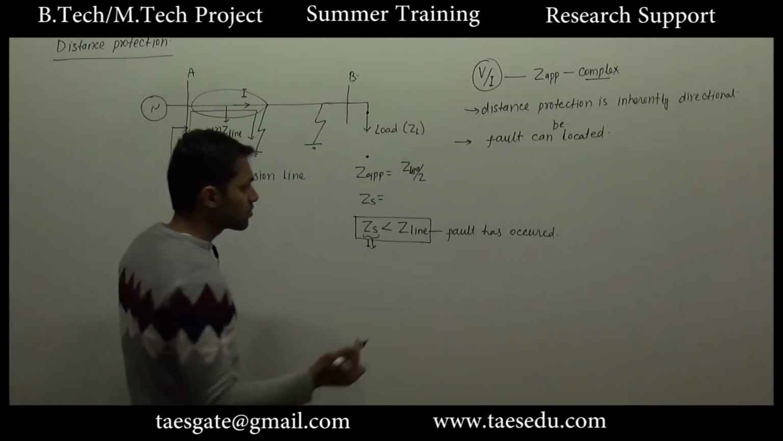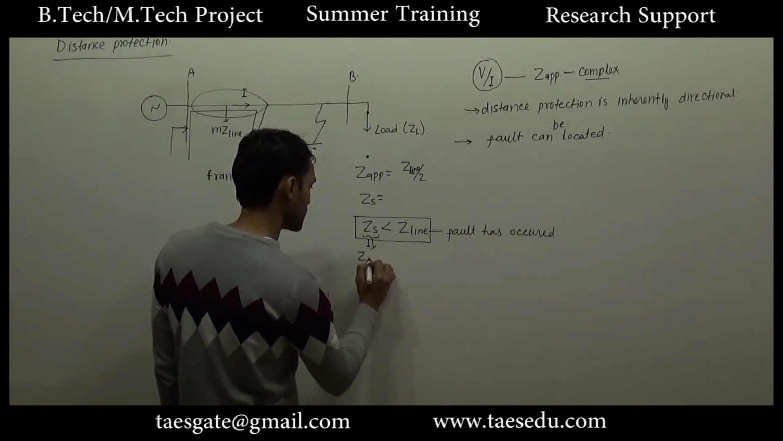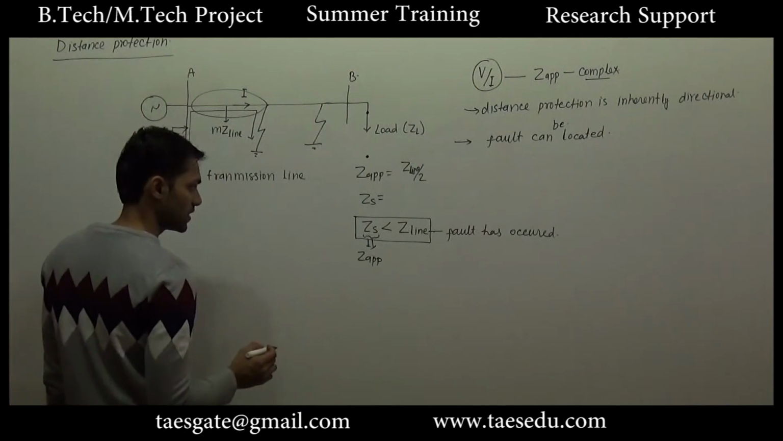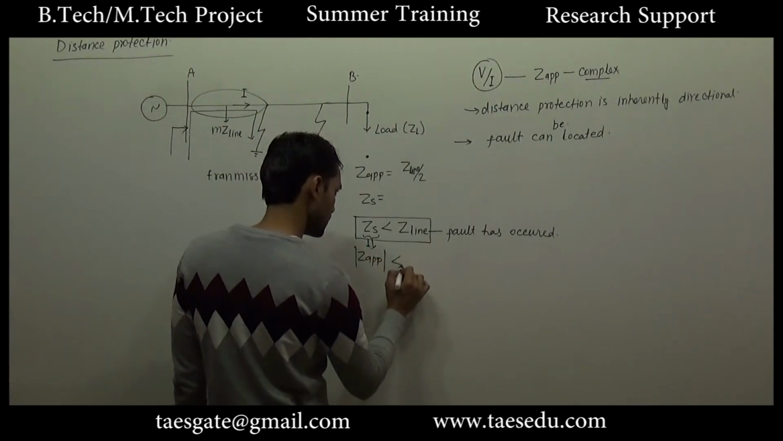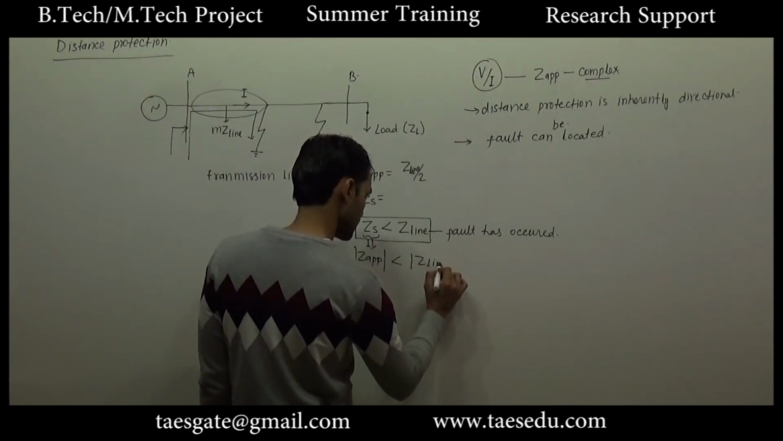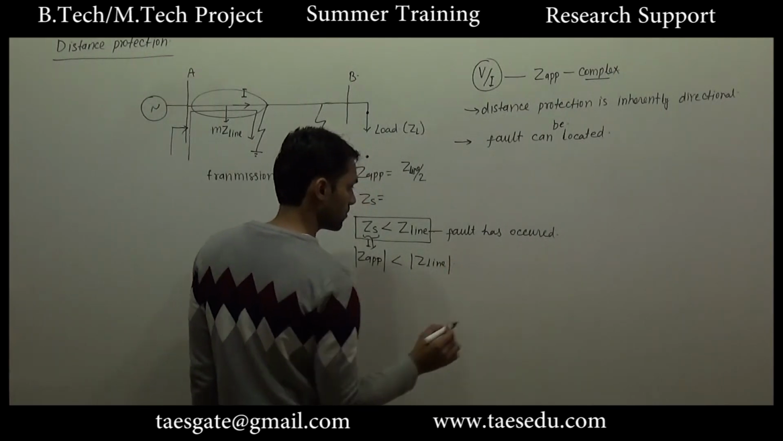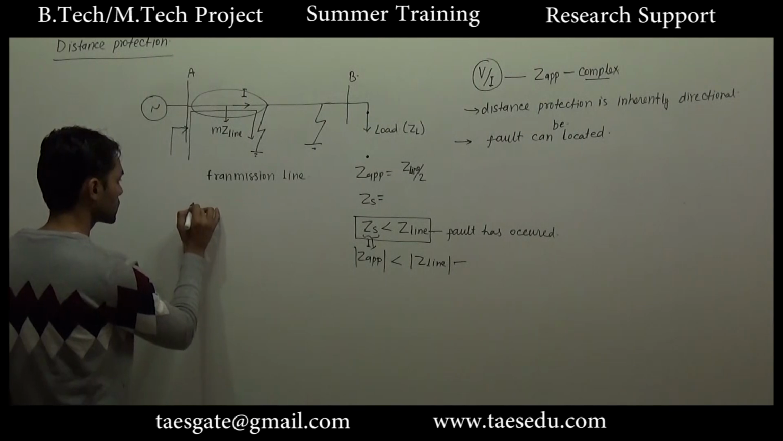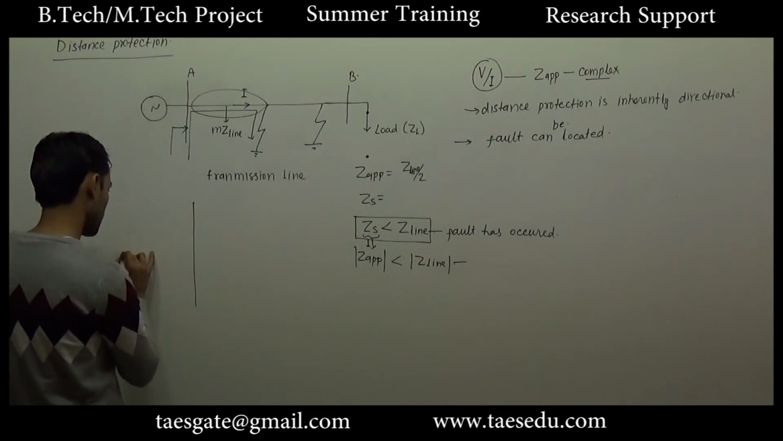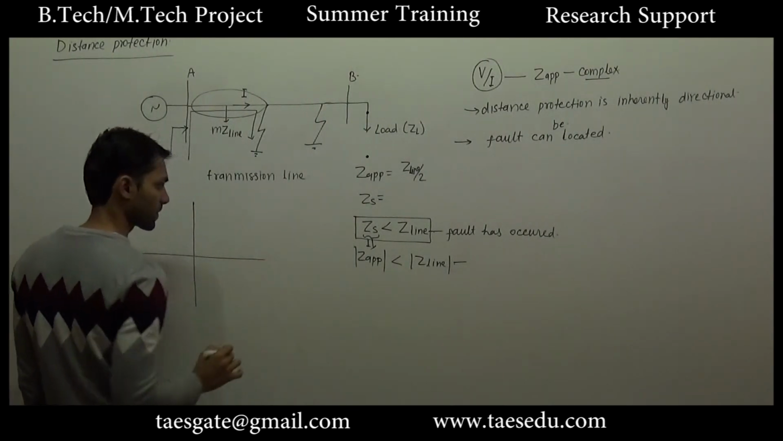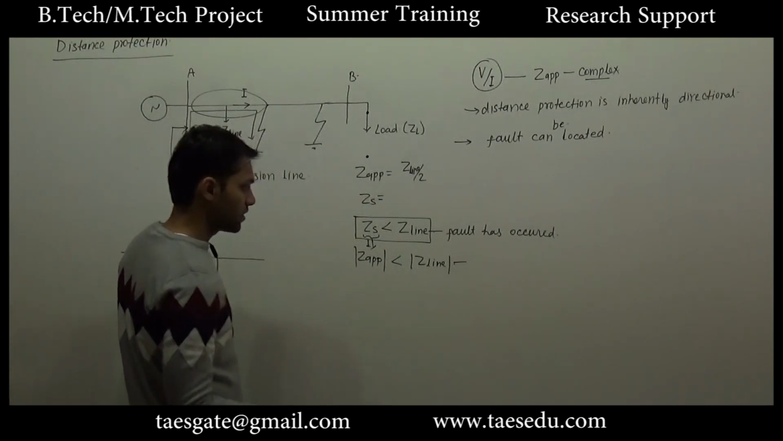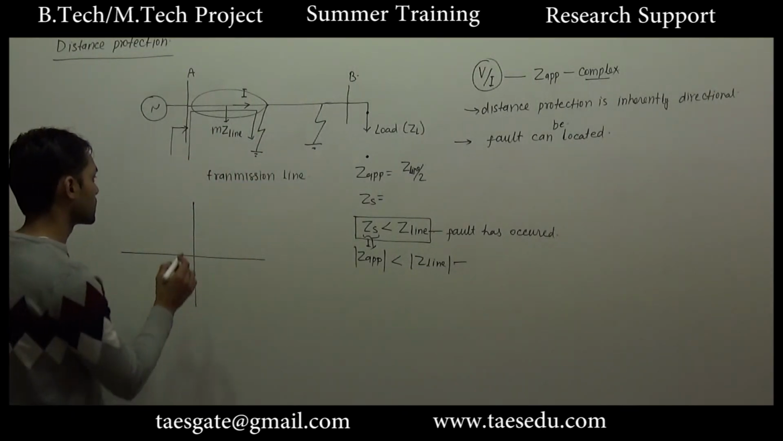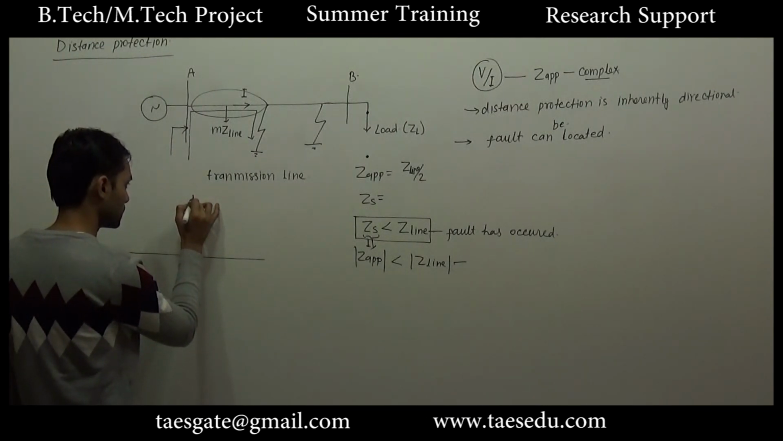If only the magnitude of the apparent impedance is used, we will say that if this magnitude is less than the magnitude of line impedance, it will detect the fault. So based on this, if only magnitude is used, this relay will not be directional, and this will be called impedance relay.